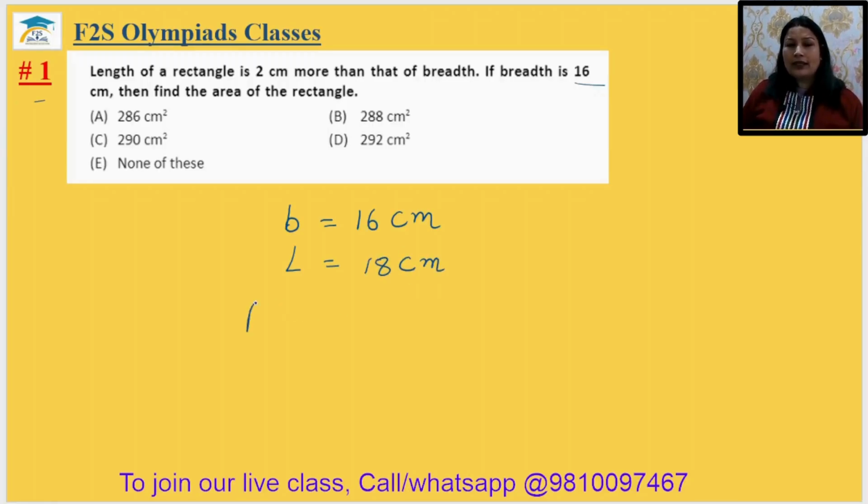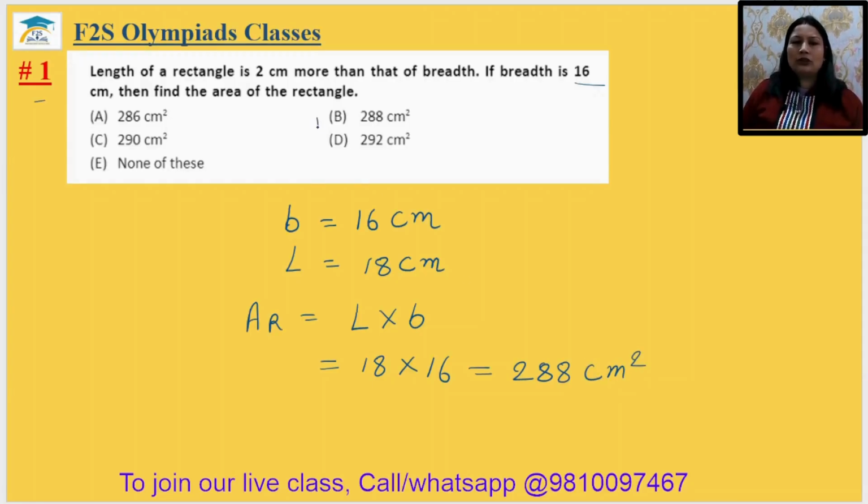And we know that area of the rectangle equals length multiplied by breadth. So length is 18 centimeter multiplied by 16 centimeter. It will be 288 centimeter square. It is in the option number B. So first answer will be option B.